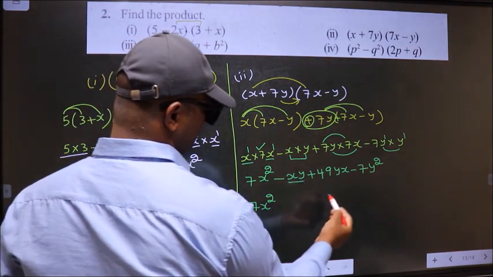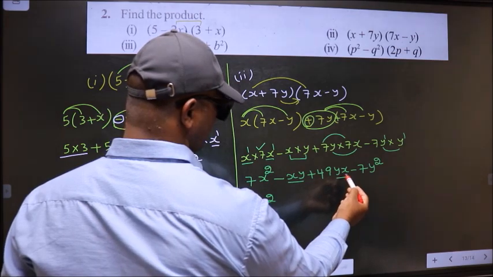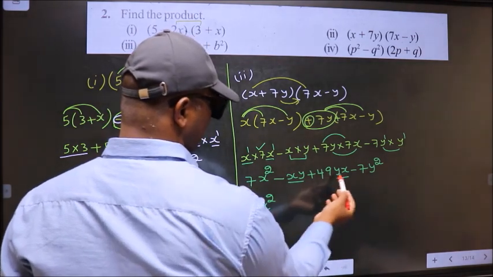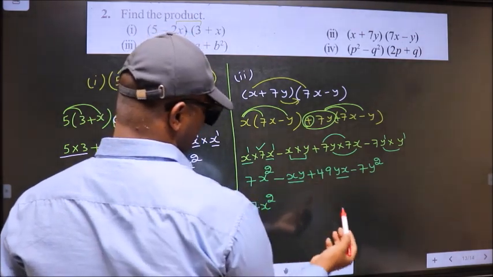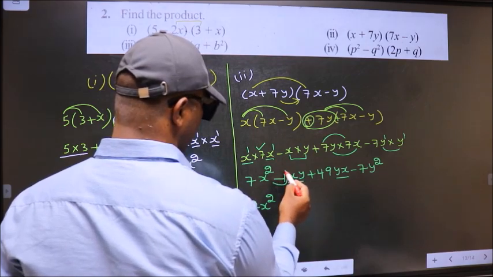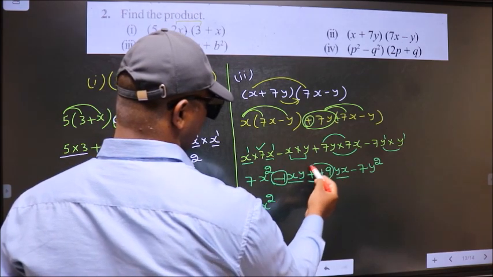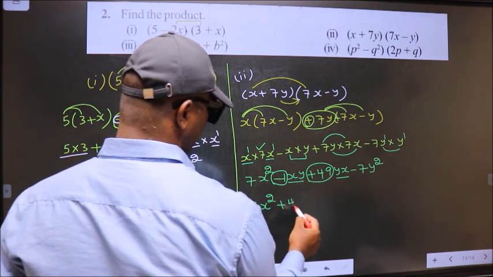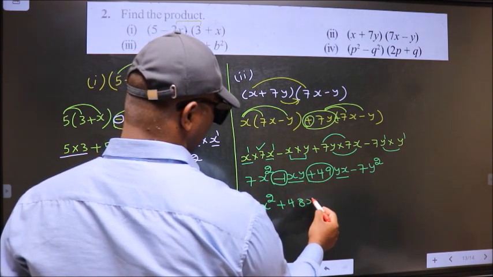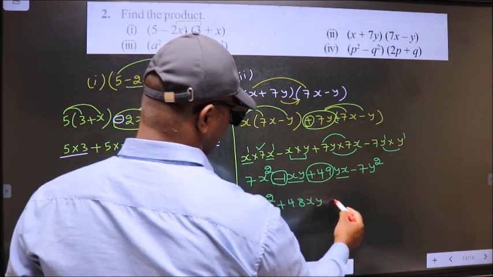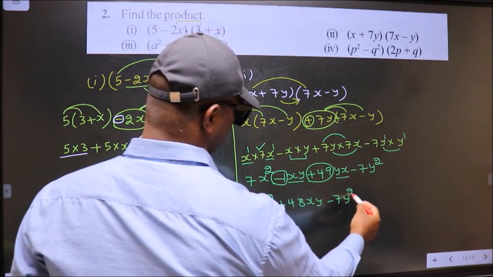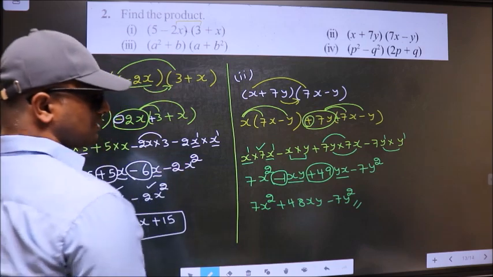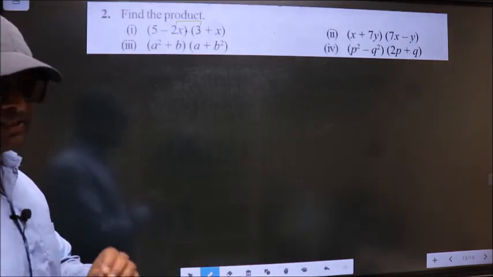Here we have xy and here also yx, or xy, both are same. These two are like terms. So now minus 1 and plus 49. Minus 1 plus 49 is plus 48xy, and the rest as it is. This is our answer.